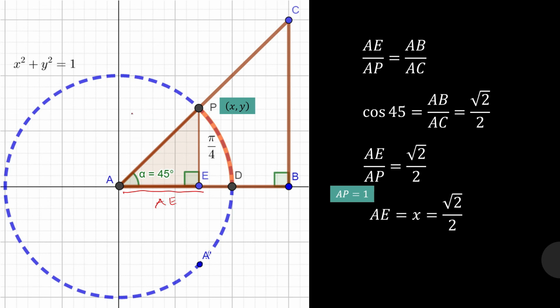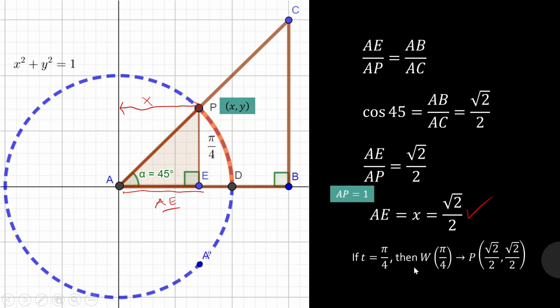But that is also your x, because the horizontal distance of point P from the vertical axis is equal to the length of AE. So this distance, which we call x, is also equal to square root of 2 over 2. So with those two things put together, we have shown that the corresponding point for pi over 4 has these coordinates. And this point is the endpoint of an arc whose length is pi over 4.